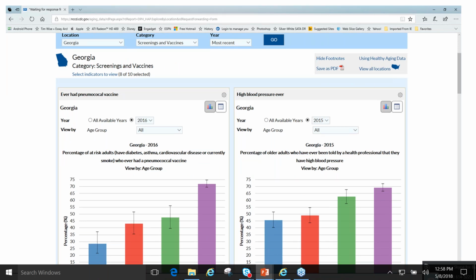In this example, I changed the category to screenings and vaccines and selected most recent for the data collection year. When the most recent data collection year option is selected, the latest available data for any given category or indicator will be displayed. In this example, the first panel reports data for the 2016 data collection year, but the second panel reports data for the 2015 data collection year. In this example, data for high blood pressure were not available in 2016. Therefore, the most recent data available were presented in the panel, which for this indicator is 2015. Next slide, please.